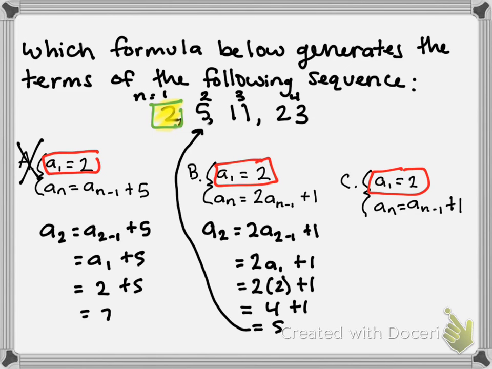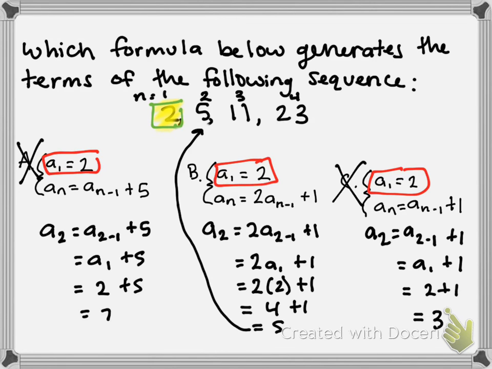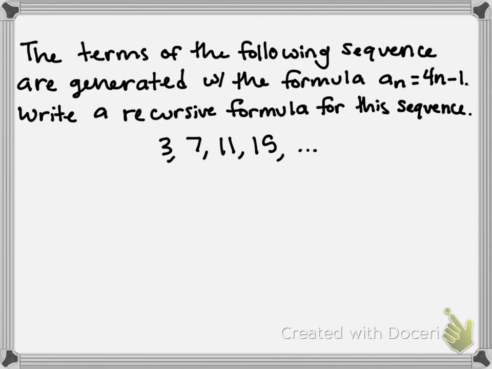Let's check C just to make sure. The value of the second term is the value of 2 minus 1 plus 1. 2 minus 1 is 1, so the value of the first term plus 1. 2 plus 1 is 3, and my second term is not 3, so I can also rule out C. So that means that this recursive formula listed on B would generate the following sequence.